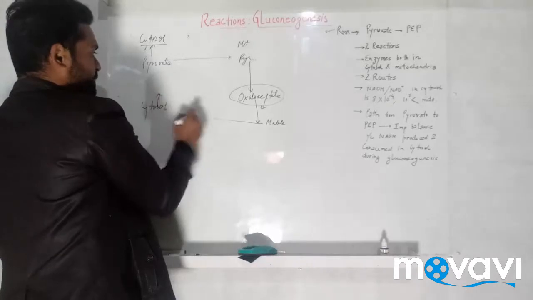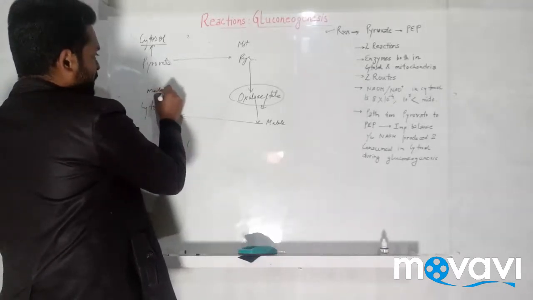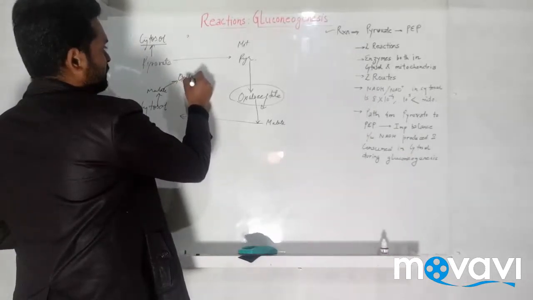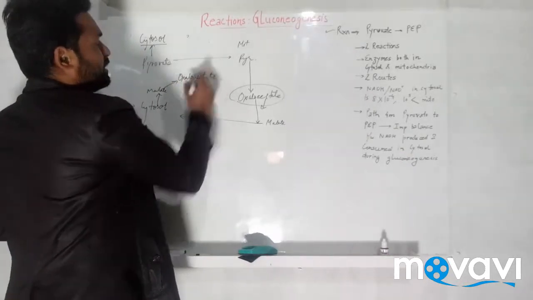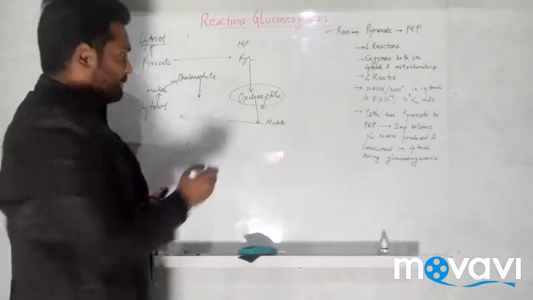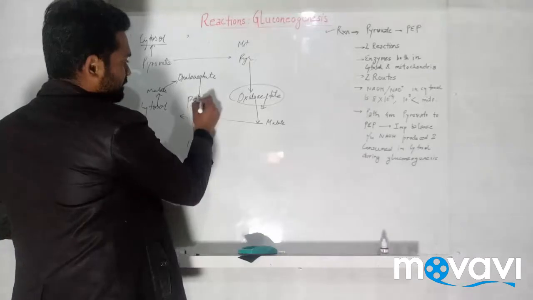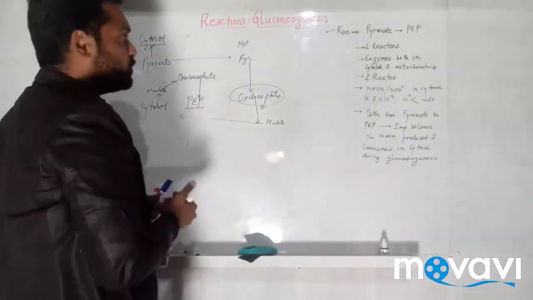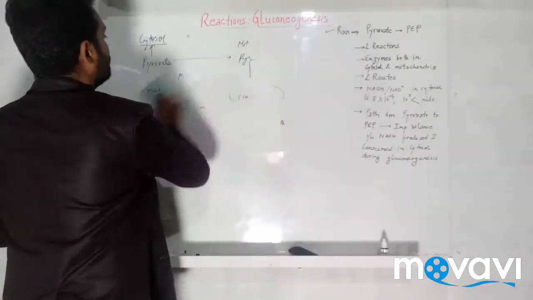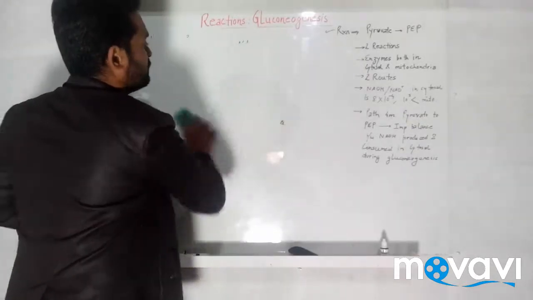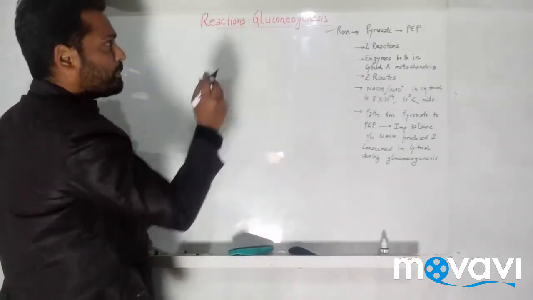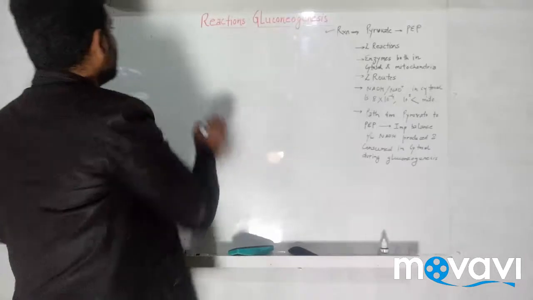where this malate is converted again into what? Oxaloacetate. This oxaloacetate is now converted into PEP, our desired product. This is what we will discuss. So we are starting now. The first reaction is this pyruvate to PEP, which consists of two reactions.